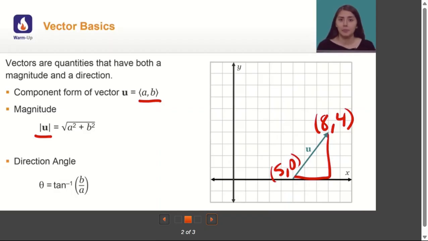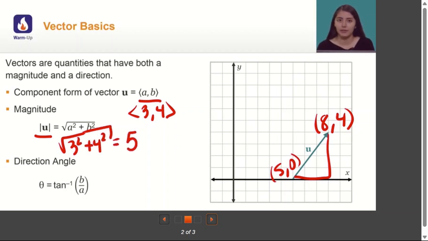We use its endpoints to find its component form. This vector has a horizontal component of 8 minus 5 and a vertical component of 4 minus 0, and its component form will be (3, 4). Using 3 for A and 4 for B, we get the magnitude of 5.